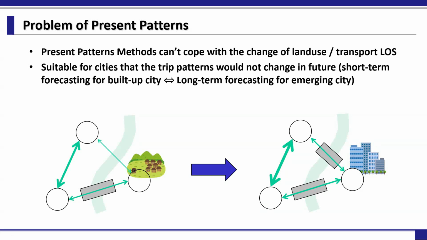In Tokyo or Japan, or other already developed cities, the patterns are not assumed to change drastically. So the present pattern is sometimes used.